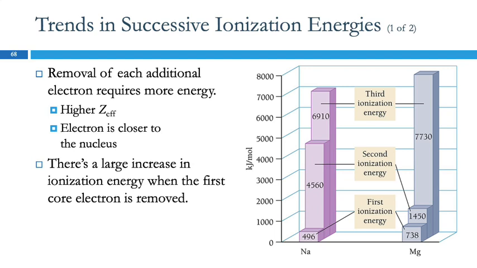Another thing we can see is that, as I mentioned before, you remove one electron, there's a cost. The second electron's going to cost more. The third's going to cost more. But it's not even stair steps. You see some pretty big jumps, right? Sodium has one valence electron.